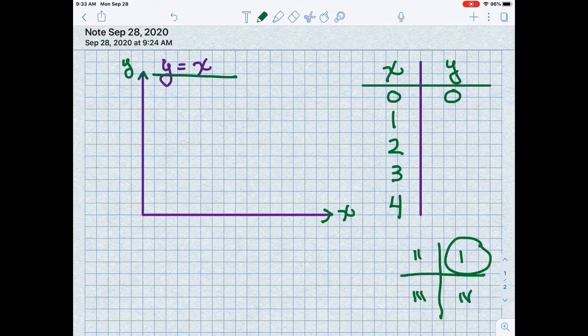If I put in x is 1, then y is going to also be 1. If I put in x is 2, y is going to be 2. If I put in x is 3, y is going to be 3, and if I put in x is 4, y is going to be 4. So in order to plot these, I can look over here.